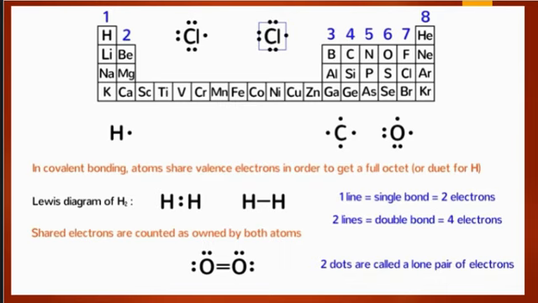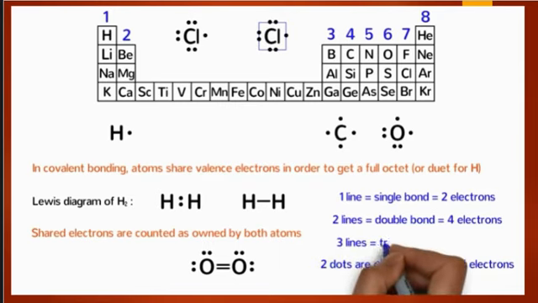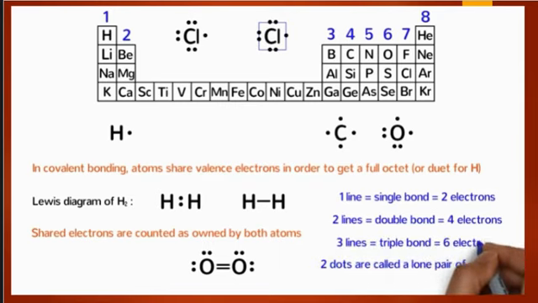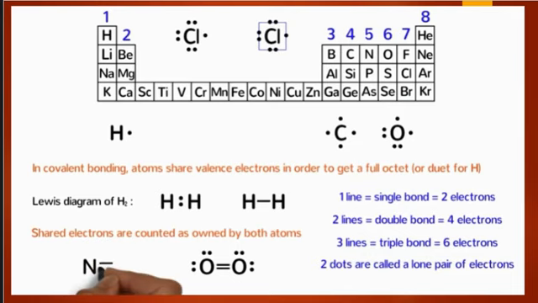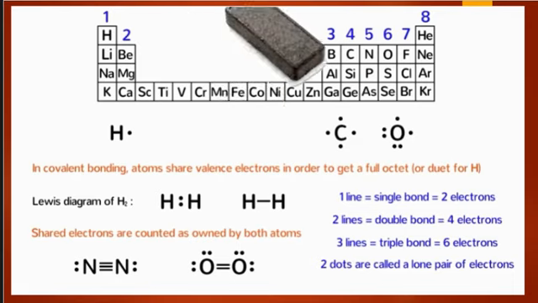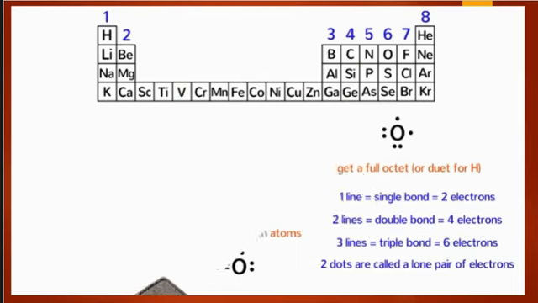Some molecules contain triple bonds, which we write using 3 lines that represent the sharing of 6 electrons. An example of a molecule with a triple bond is nitrogen, which looks like this. Once again, notice that both nitrogen atoms have 8 valence electrons, 6 from the triple bond and 2 from the lone pair of electrons. Okay, how do you actually draw the Lewis diagram of a molecule?